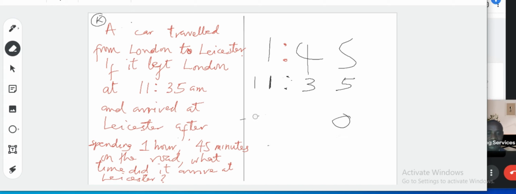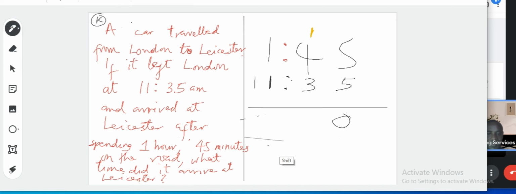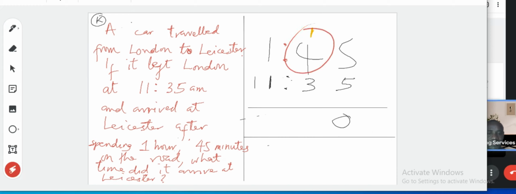I carried the one, but it's not showing now. Don't worry, let me carry it. 4 plus 5 plus 3 is 8. What you did was 1 plus 4 and then plus 3. That's 8. So that's why you have 8 here, and the decimal point over here.